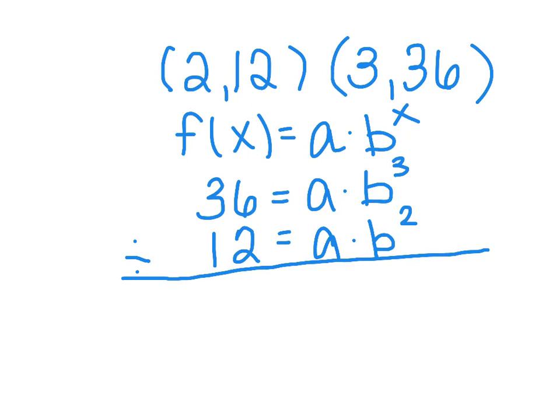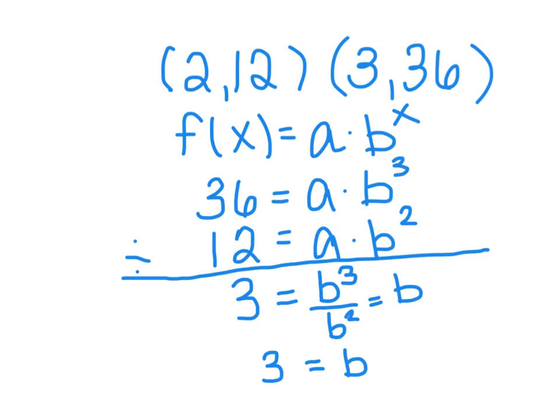36 divided by 12 is 3. Here's the elimination. A divided by a is 1, so that a goes away. B to the third divided by b squared is just b. So what I've just found out here is that b equals 3. Okay, so b equals 3.